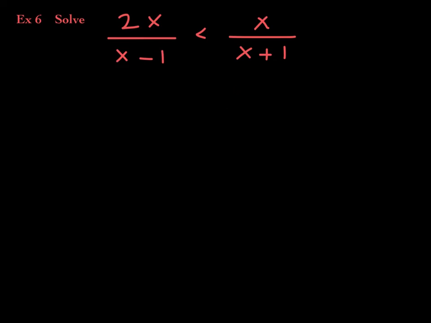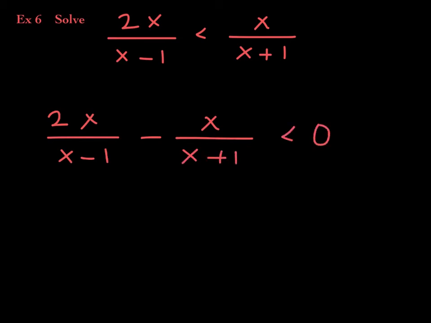So, in order to get a 0 over here on the right, which is what you want, I'm going to have to move this whole term to the left using subtraction. Okay, so I'm going to subtract that term from both sides, and that will give me 2x over x minus 1 minus x over x plus 1 is strictly less than 0. This is very important, everybody, that you want a 0 on the right-hand side.